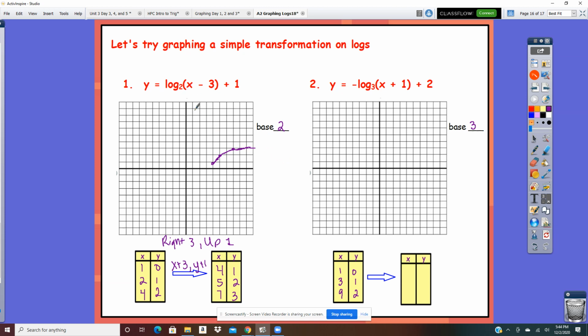So again, if our normal function has an asymptote at x equals 0, we can tell this is move right 3. It's going to have an asymptote at x equals 3. That just makes sense, right?